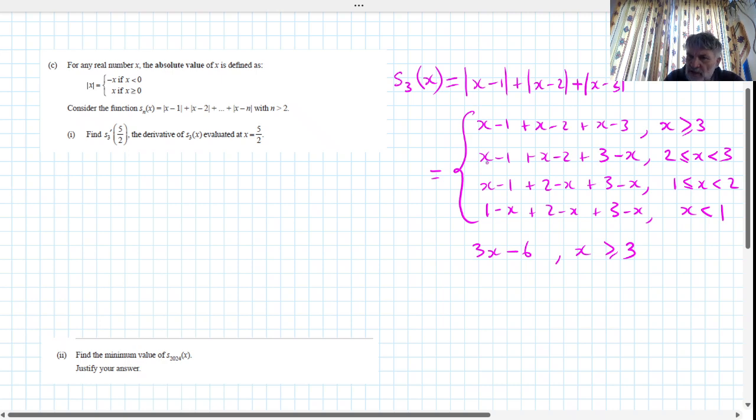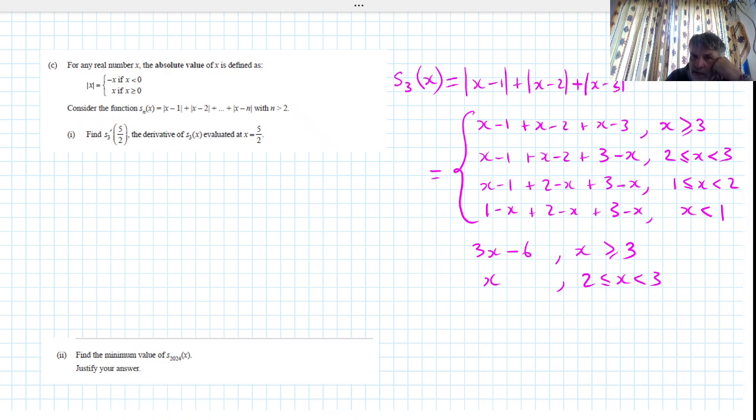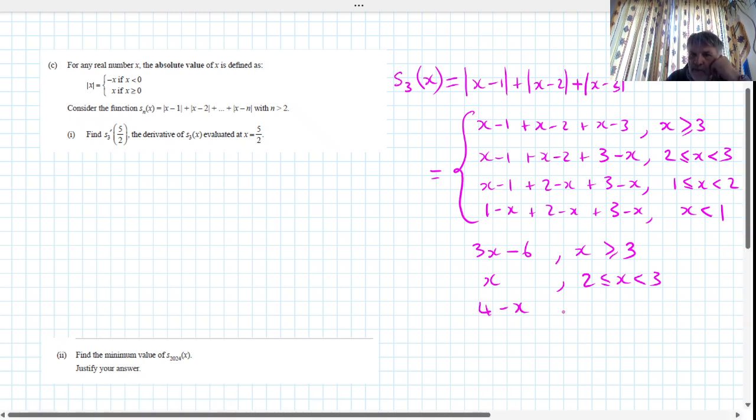I put the equal sign in the wrong place again. So x plus x is 2x, minus x is just going to be x. Minus 1 minus 2 is minus 3, plus 3 is 0, so that's for 2 less than or equal to x less than 3. This one is x minus x is nothing, so we get negative x, and we get 3 and 2 is 5, minus 1 is 4, so we get 4 minus x for 1 less than or equal to x less than 2.